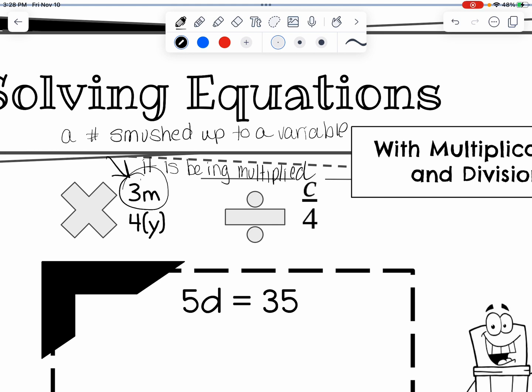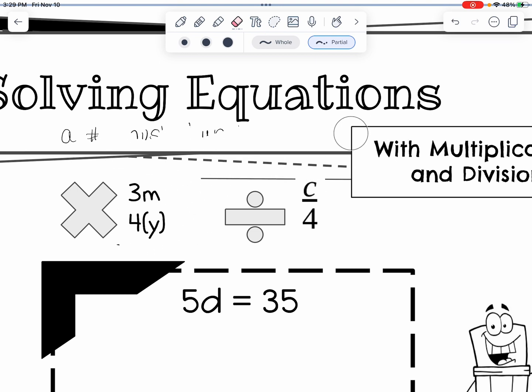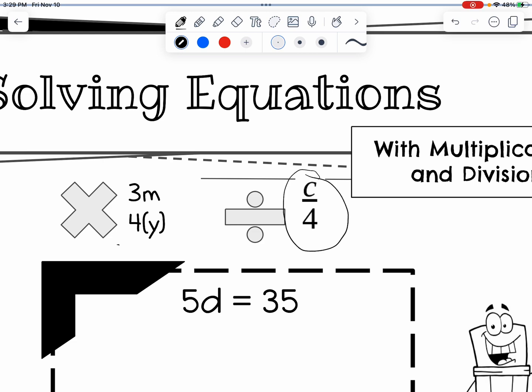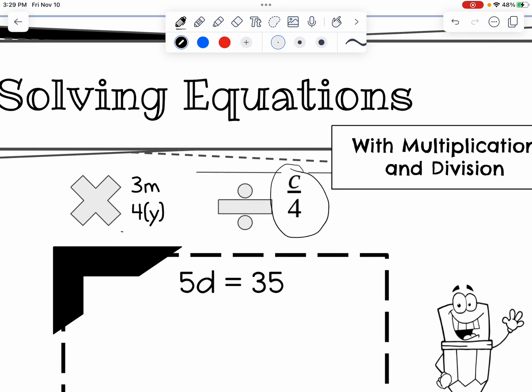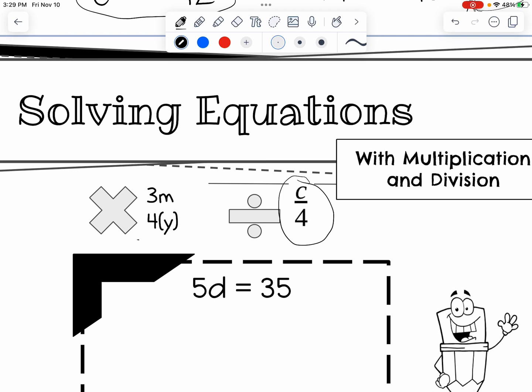Okay, remember that? Also, right here, remember this. If a number is smooshed up to parentheses without a symbol in between there, that is also being multiplied. So 4 times y would equal 4y. That means I'm multiplying 4 to some number y. And also remember, now you're in 6th grade, this means c divided by 4. We're going to see fractions a lot as division, especially with equations.